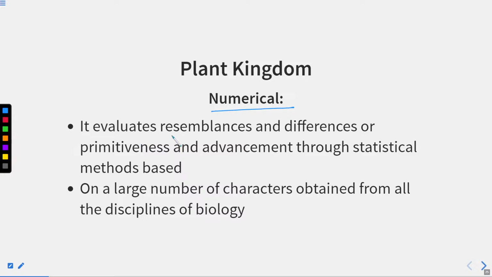Numerical taxonomy evaluates the resemblance and differences, or the primitiveness and advancement, through statistical methods based on the number of characters, right? We are going to study the number of chromosomes, the number of pollen grains. When you are building statistical data based on the number of characters, then you are following numerical taxonomy. These are very specific things that we consider as the basis for classification, and because they are so specific, you will have similar organisms in one group.